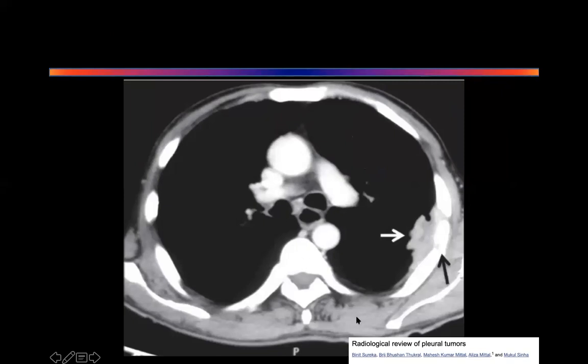Yes, sir. So this is a CT scan transverse section showing a mass in the left hemithorax, irregular, with probable invasion into the chest wall. Seems a heterogeneous opacity. Probably a tumor arising from the pleural surface, mesothelioma. Or what else? The bones are abnormal. What else could it be?